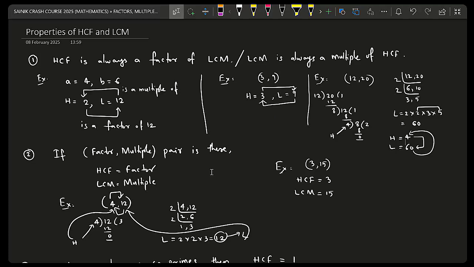I think Nishika is asking, not Nishika, I think Snehal. Snehal, can you raise your hand? Yes, Snehal, you're asking the third property, right?